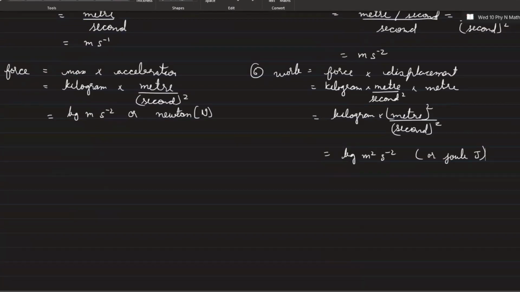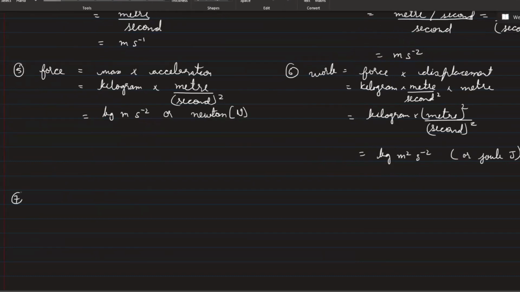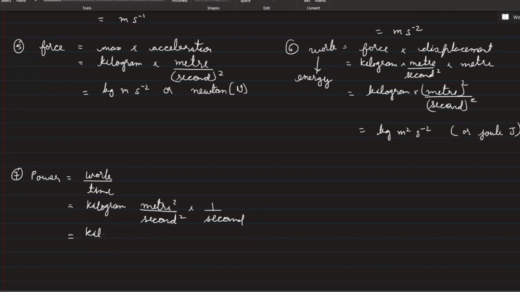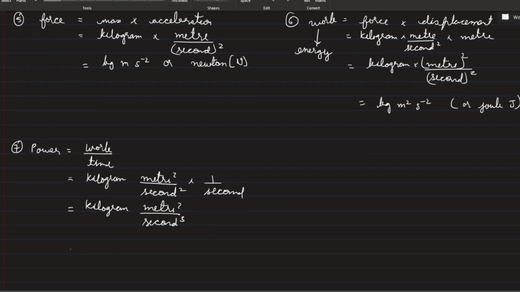So after force and work, we can now talk about power. Power is defined as work upon time. So number 7 is power. Power is work upon time. Now remember, work is also energy. So potential energy, kinetic energy, they will all have the same unit. So what is work? Work is kilogram meter squared upon second squared, and for power this time is second. So what we get is kilogram meter squared and second cubed, which will be written as kg m squared s minus 3, or it is given by watt. Watt is denoted by capital W.